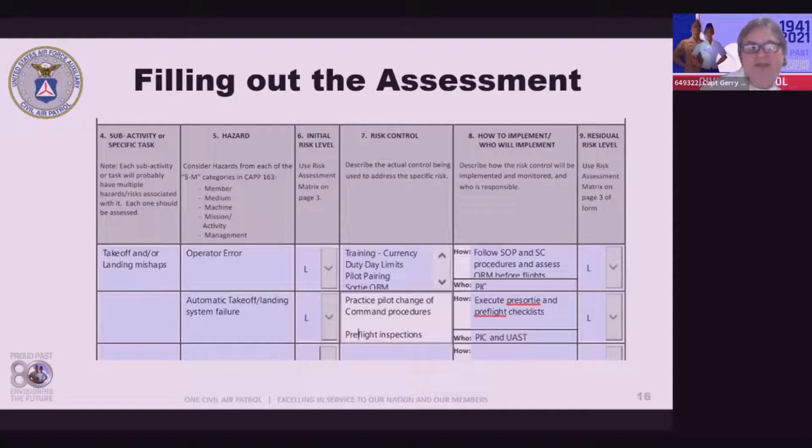In column 7, the controls are listed, which could mitigate the hazards. So for operator error, we have determined 4 potential controls. Okay. So that's basically what we're looking at. Sorry, what's going on? There we go. So then in column 8, we implement how and who, and then we have a residual risk level.